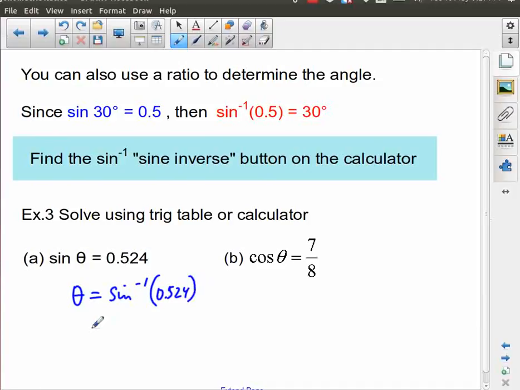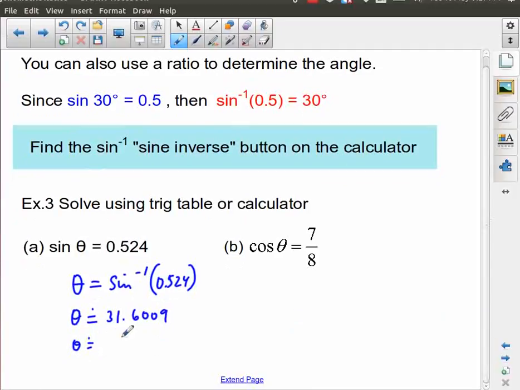0.524. And if you put that in your calculator, again, we're going to have an approximate answer. So I'm going to take the inverse sine of 0.524, and I end up with 31.6009. And I might round that to 1 decimal place in the end. So theta is equal to 31.6. And actually, something I forgot here, the angle's in degrees. You need to put that unit in there.